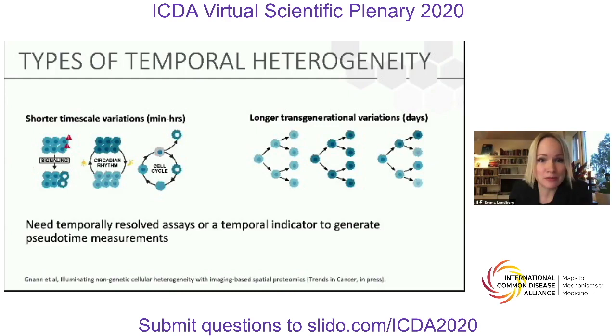And there are different types of temporal dynamics, because besides spatial partitioning, partitioning in time is also a very relevant way for cells to partition different processes, so to say. And of course, you have short timescale variations like signaling or circadian rhythm or the cell cycle, and you can also have longer transgenerational variations. But for this, of course, we need temporally resolved assays or some kind of indicator to measure protein expression in relation to pseudotime. So we decided to start with the easiest task and understand how much of these cell-to-cell variations that we see of the human proteome correlate to cell cycle progression.